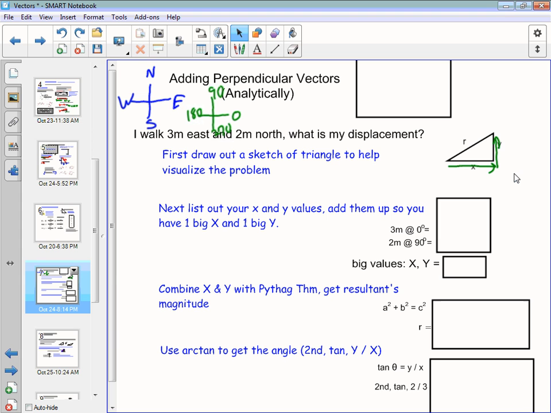So, 3 meters at 0 degrees. That's on the x-axis, right? Would that be a positive direction or negative direction? Positive. So that would be a +3 on the x-axis. Any y aspect to it at all? No. So what I've got here is 3 for the x and 0 for the y.